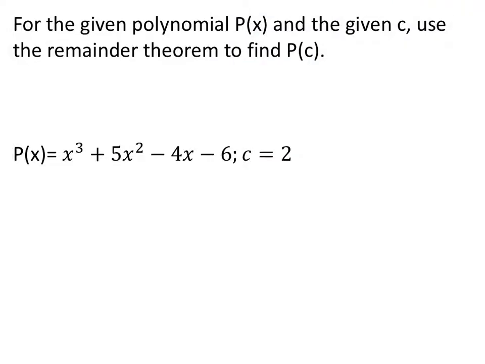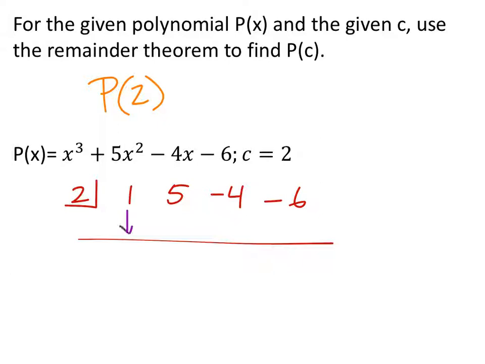For the given polynomial p of x and the given c, which they've given us as 2, use the remainder theorem to find p of c. So they're really just saying find p of 2 on this. Using the remainder theorem means we'd have to use synthetic division, not that everyone would, but we can do it. 2 in the box, we got 1, 5, -4, and -6. Let's drop the 1. 1 times 2 is 2, 5 plus 2 is 7, 7 times 2 is 14, -4 plus 14 is 10, 10 times 2 is 20, -6 plus 20 is 14.